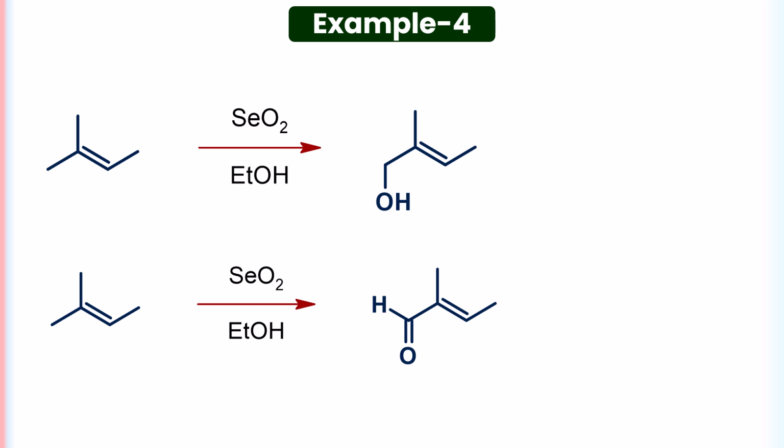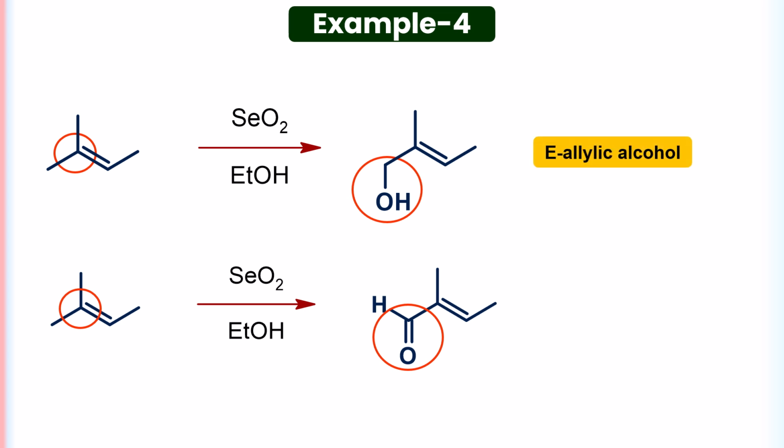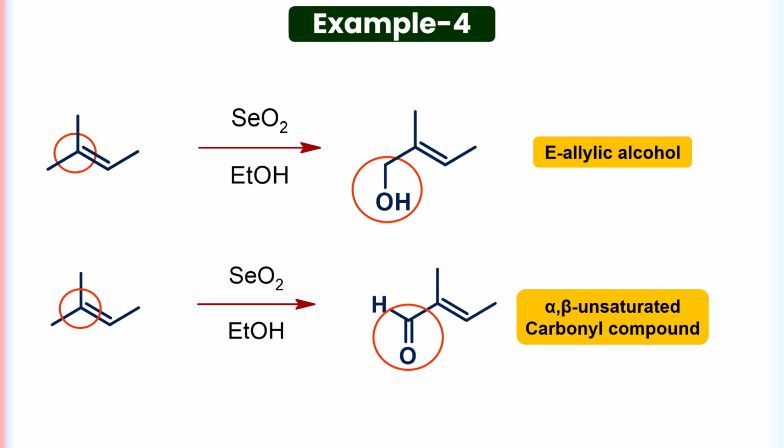In this example, a tri-substituted alkene is oxidized by selenium dioxide. The oxidation occurs selectively at the more substituted allylic position of the double bond, leading predominantly to the formation of an E-allylic alcohol or a conjugated carbonyl compound.